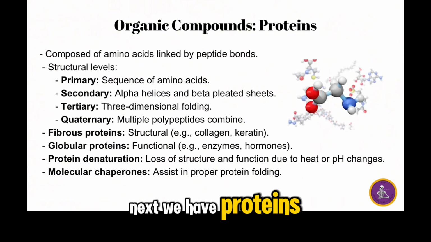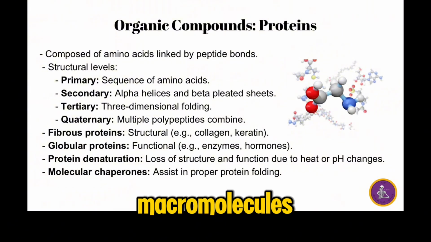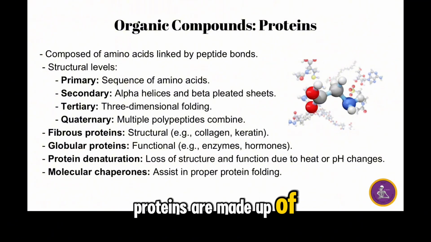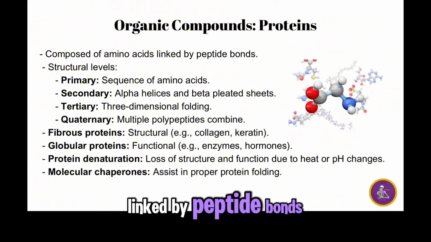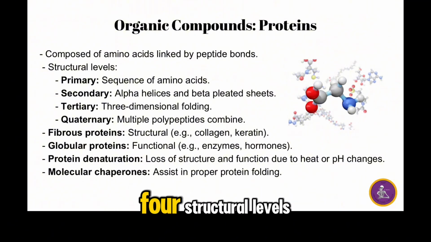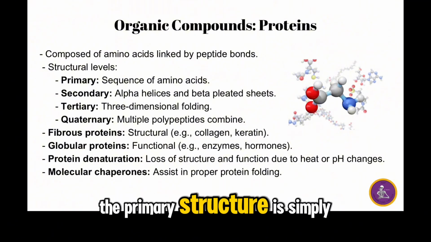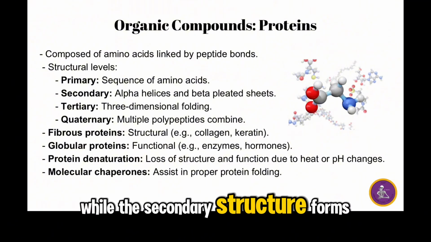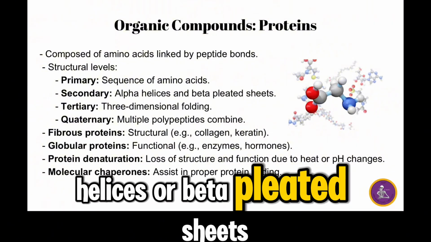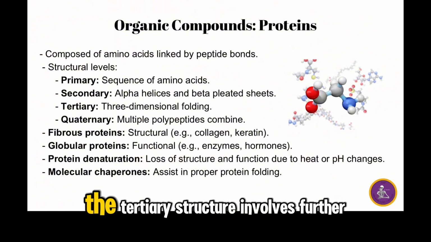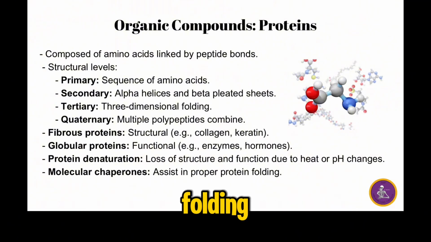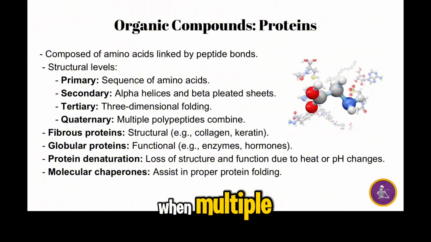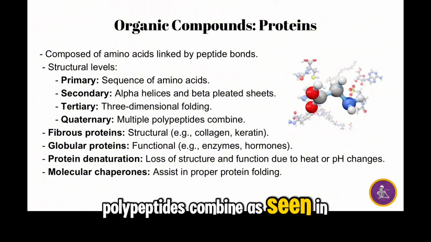Next, we have proteins, which are the most diverse macromolecules responsible for both structural and functional roles. Proteins are made up of amino acids linked by peptide bonds and can be organized into 4 structural levels. The primary structure is simply the sequence of amino acids, while the secondary structure forms alpha helices or beta pleated sheets through hydrogen bonding. The tertiary structure involves further folding into a 3-dimensional shape, and the quaternary structure arises when multiple polypeptides combine, as seen in hemoglobin.